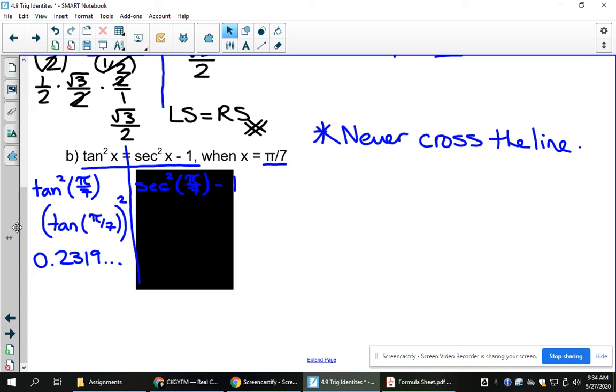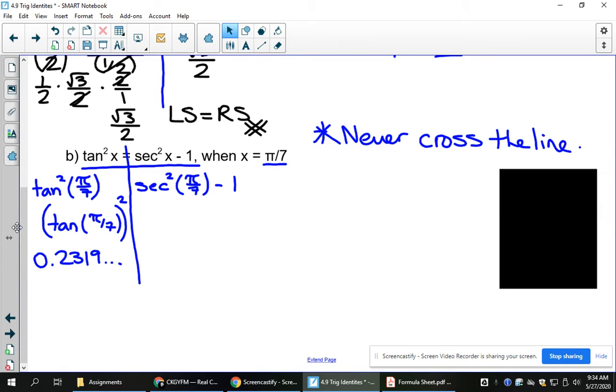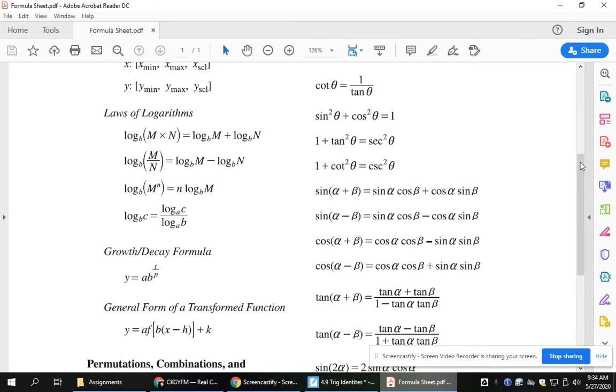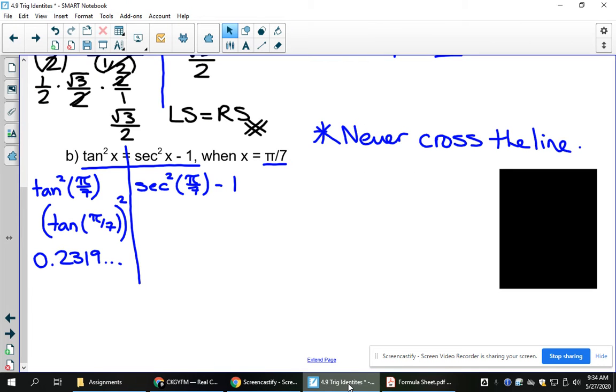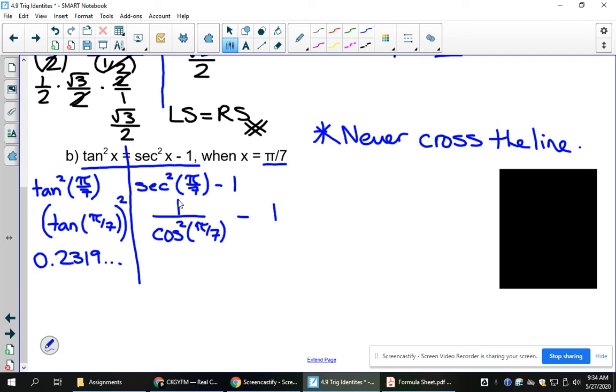So what can we change secant to? Secant is the companion ratio to cosine. I could look at my formula sheet, find secant on here. There it is. It's 1 over cos. And I could write it as 1 over cos squared of pi by 7. So that's what I'm going to put in my calculator. But let's just be clear. We're going to have to put cos pi by 7, big brackets around it, and square that whole thing. That's what the squared in the middle means. And then you're going to minus 1.